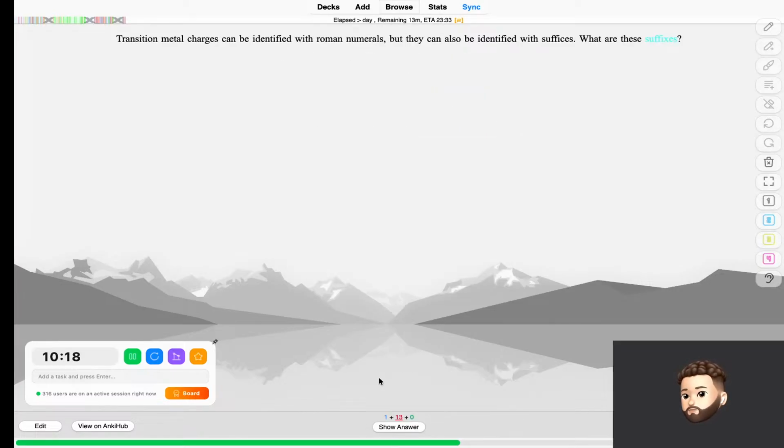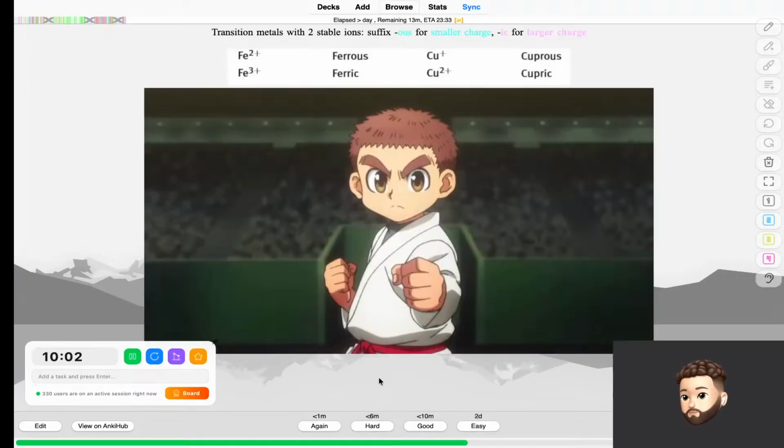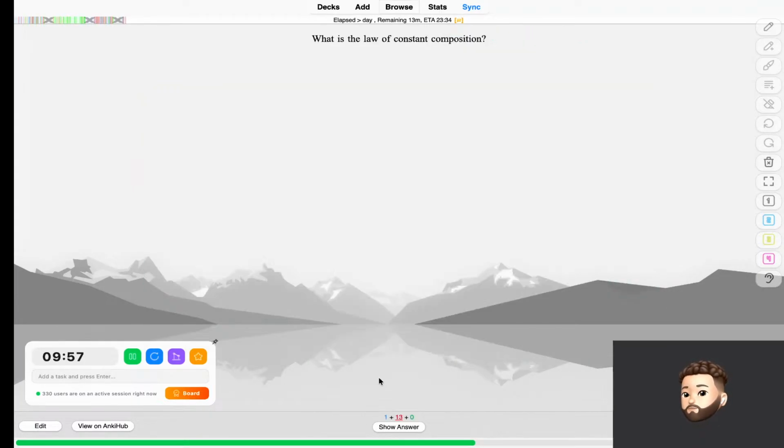Transition metal charges can be identified. So if it ends in OUS, it's gonna be the smaller one. If it ends in IC, it's gonna be the bigger one. It doesn't matter what the source is; it's always gonna be the same proportions. As intensity of a stimulus goes up, I don't know where this card came from. I'm gonna be honest with you, there's no way it's supposed to be here. The frequency goes up.